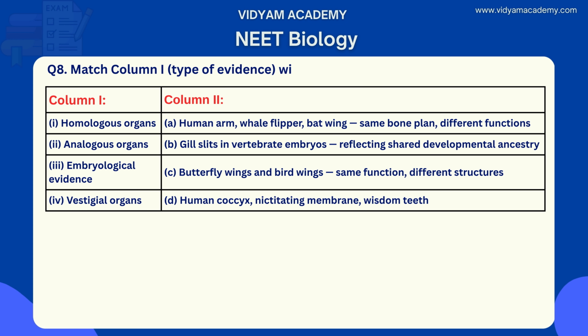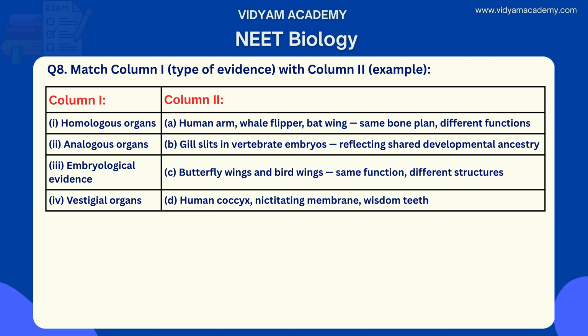Types of evolutionary evidence: match the correct example. Here, match the columns: the first column is types of evidence, and the second column is examples. The first one, homologous organs. The second one, analogous organs. Third one, embryological evidence. The fourth one, vestigial organs.